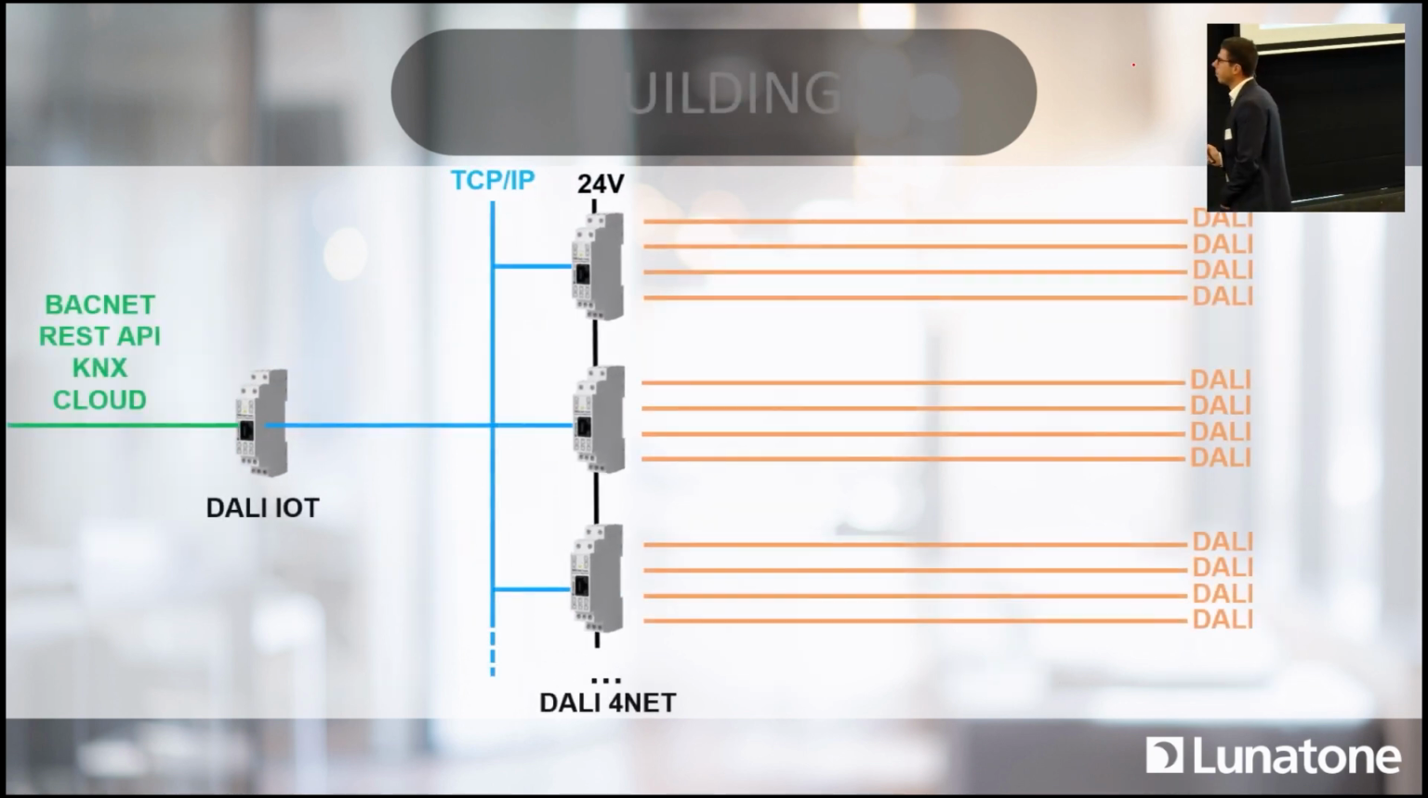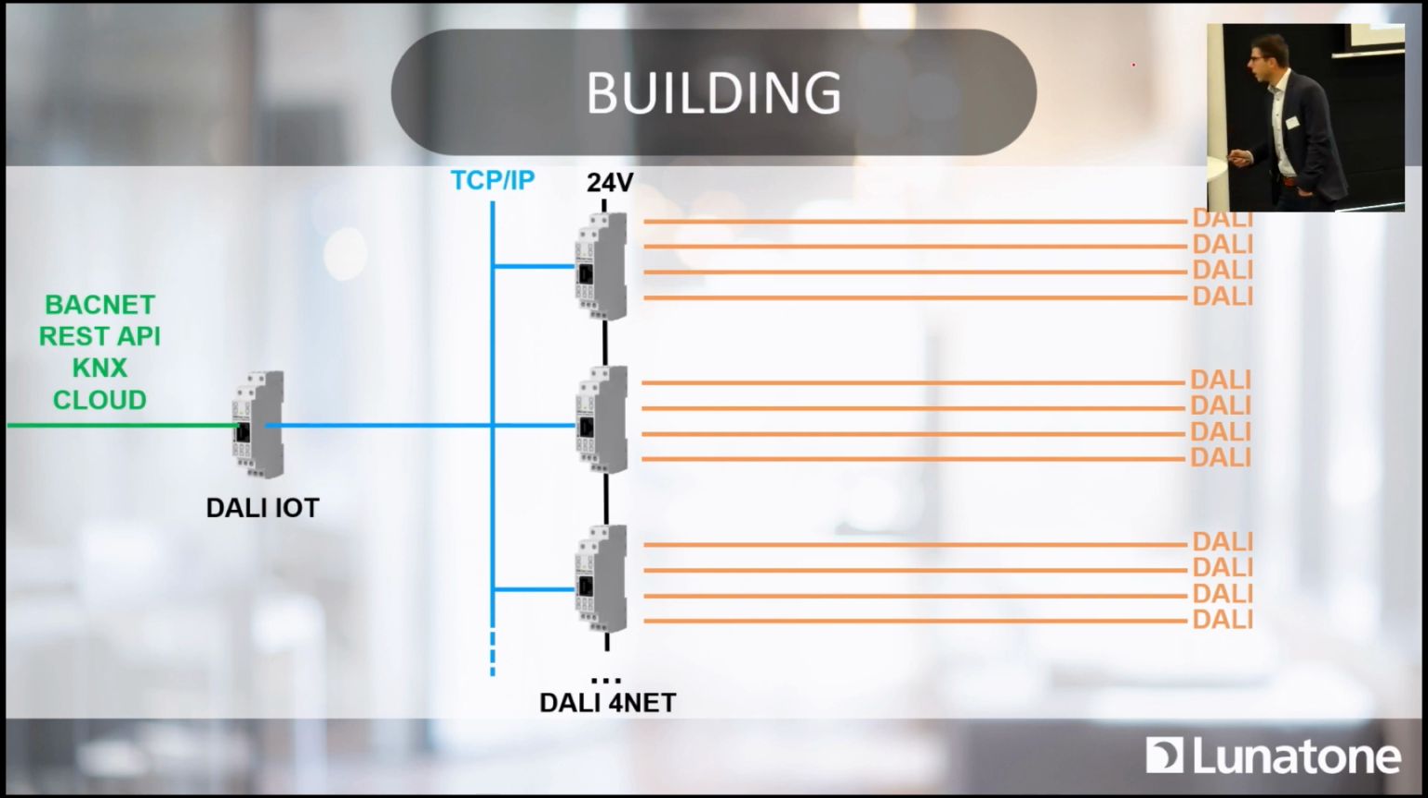We can go even bigger, building-wide. We have modules which can each be connected to 4 DALI lines, and those can be connected to each other, right? And they talk over TCP/IP to a central control module, which can then be connected either to the cloud or to KNX. I mean, KNX is good. It's something you've learned today in the morning.